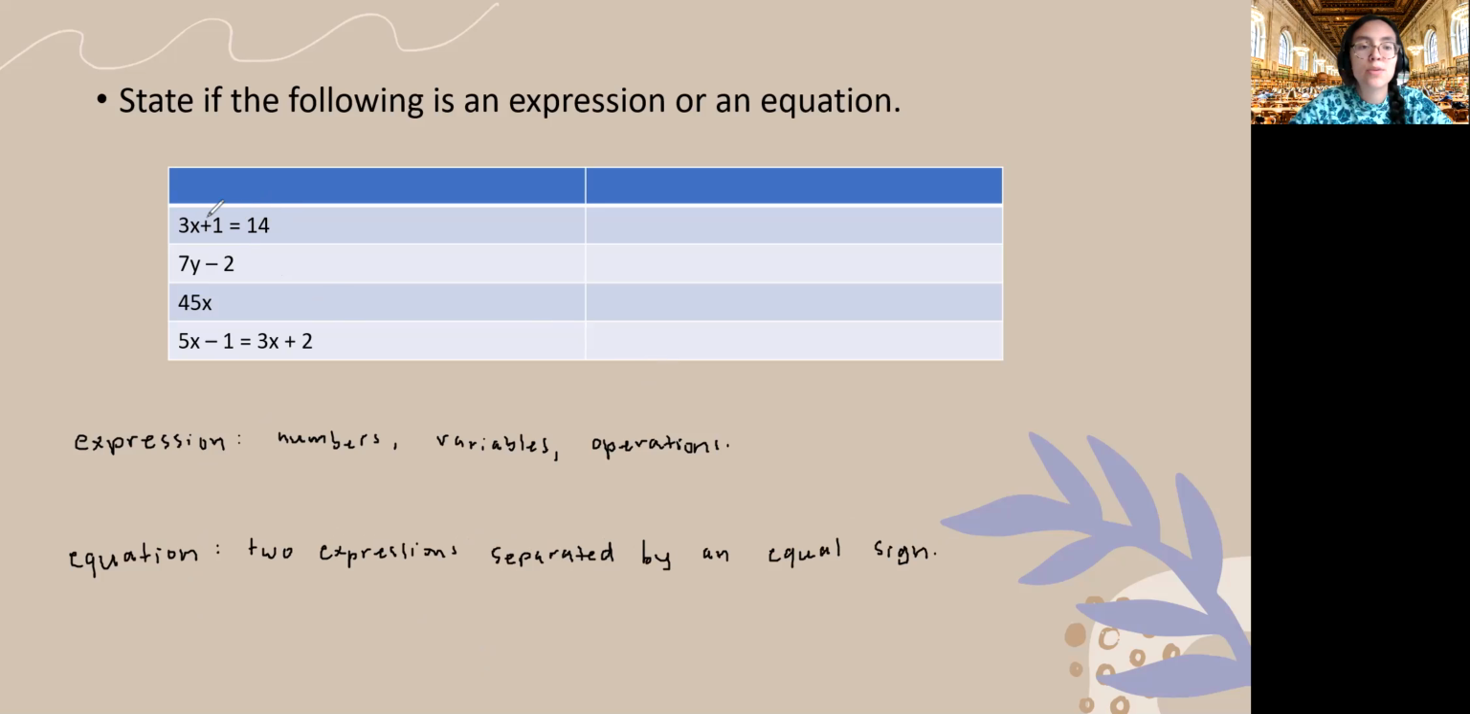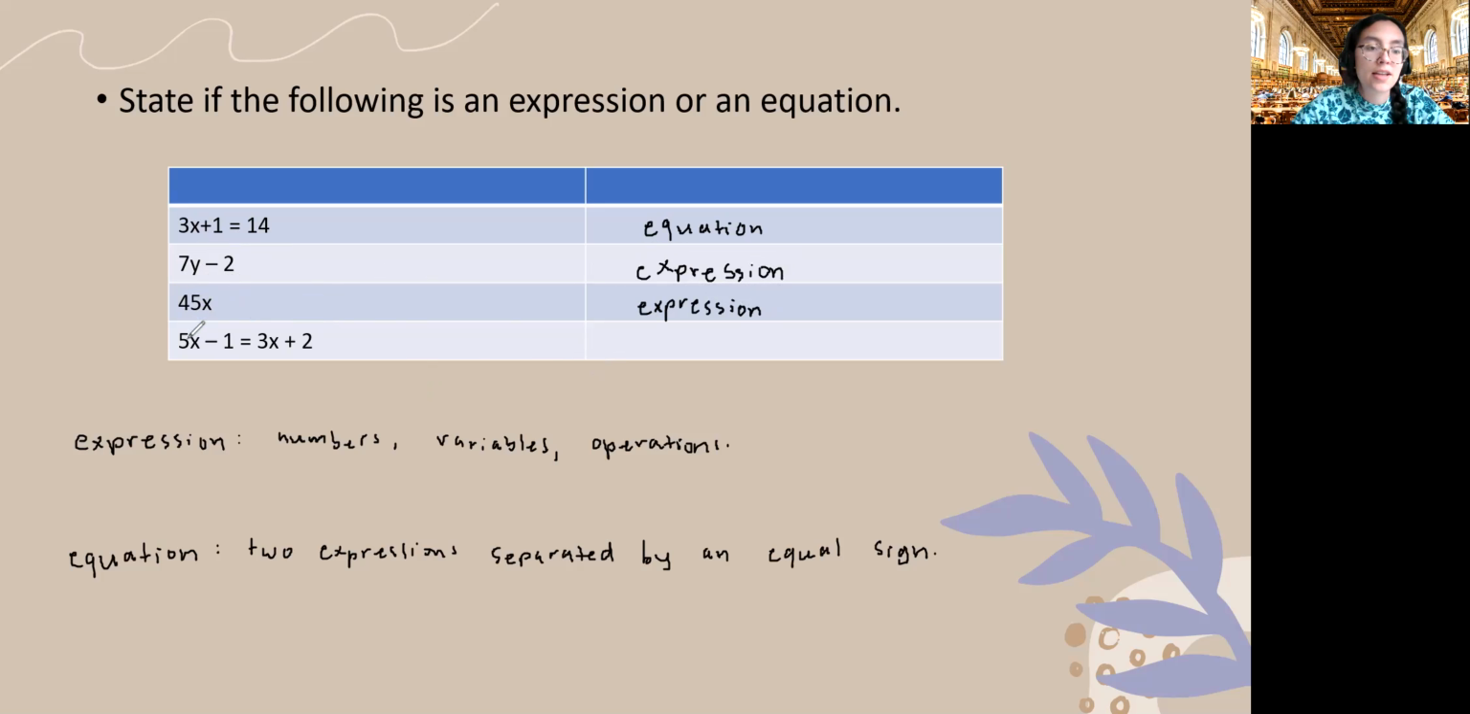So if we go on to the first one, we have 3x plus 1 is equal to 14. I see my equal sign, I see my expression on the left, so I say that this is an equation. Going on to the next one, I see 7 times y minus 2. There's no equal sign, but I do have a number, I have a variable, I have operations, so I am going to say that this is an expression. Go on to the third one, I have 45 times x. I don't see any equal signs, but I do see a number and I do see a variable, and they are both being multiplied, so I'm going to say that that is an expression.